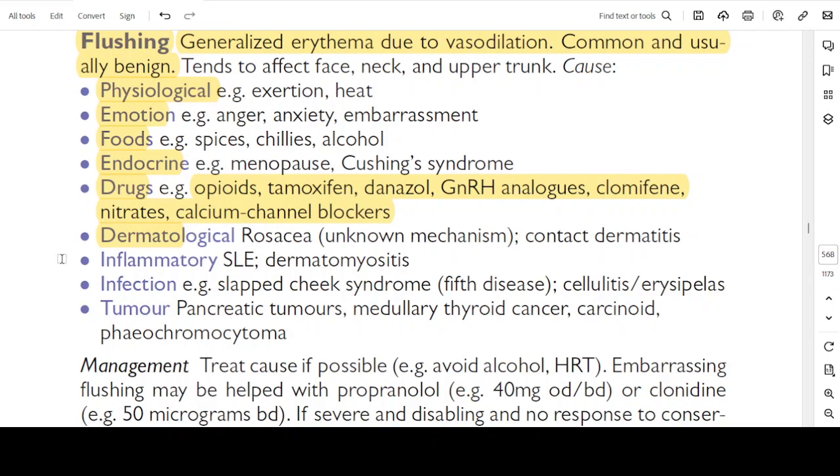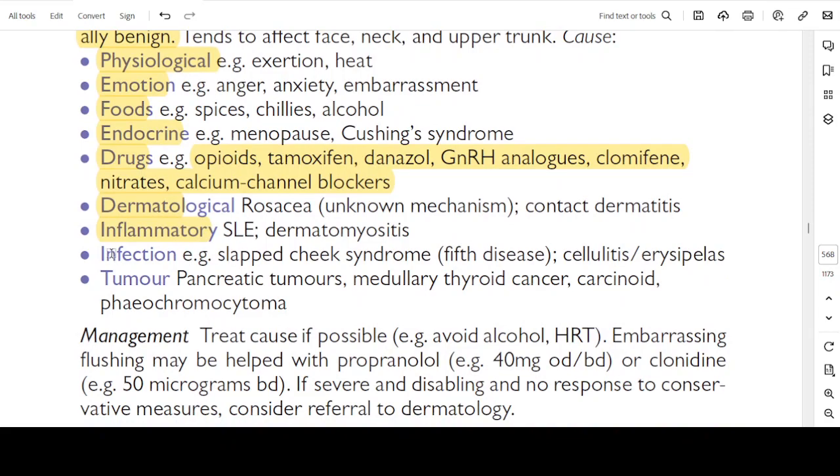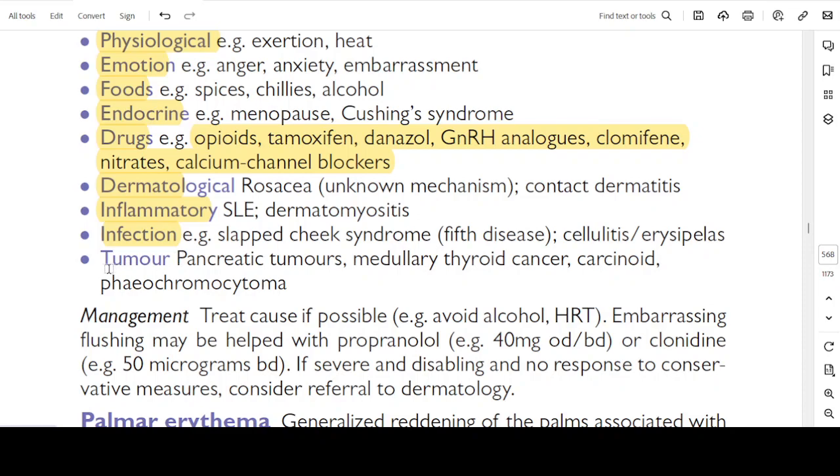Contact dermatitis. Inflammatory conditions like SLE and dermatomyositis. Infections like slapped cheek syndrome or fifth disease. Cellulitis or erysipelas can cause redness, flushing. Tumors: pancreatic tumors, medullary thyroid carcinoma, carcinoids, and pheochromocytoma. These are the 4 tumors that may cause flushing.